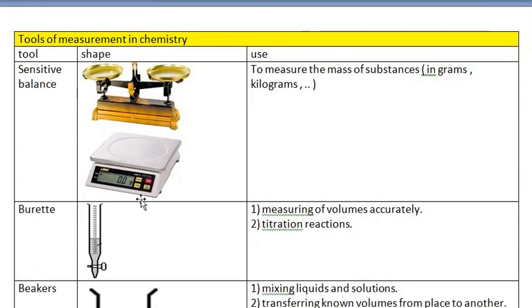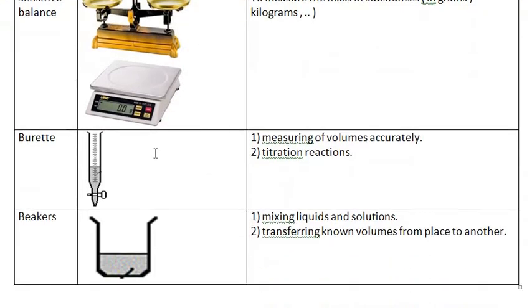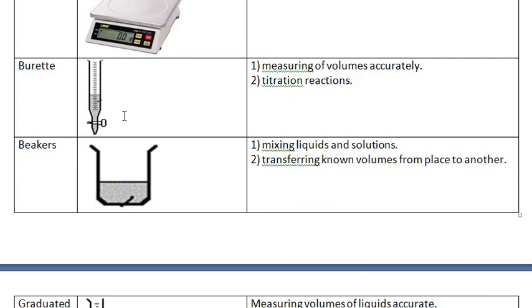Here are some measuring tools in chemistry. This is the scale, a two-pan scale or a sensitive digital one, for measuring the masses of light objects. The units may be kilograms, milligrams or grams.